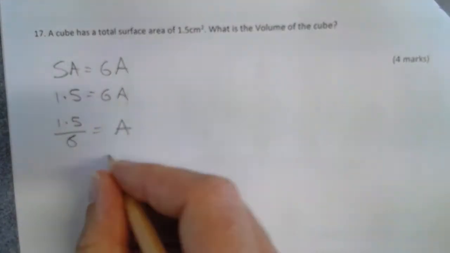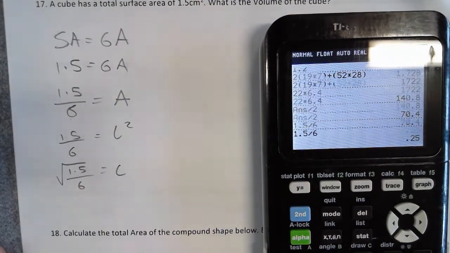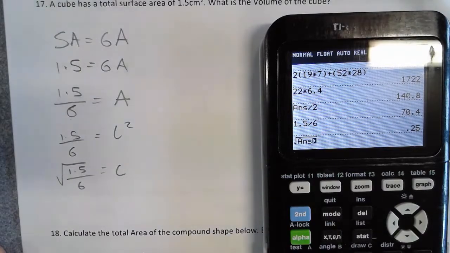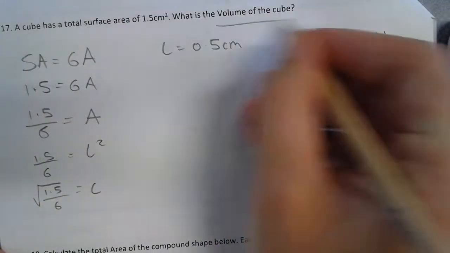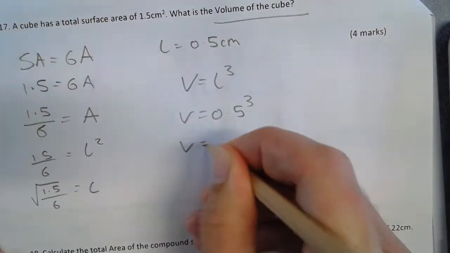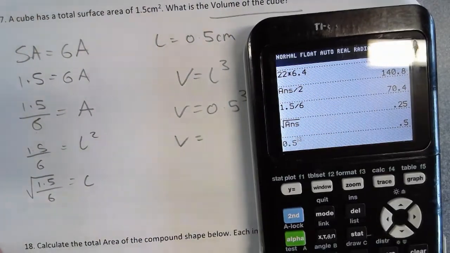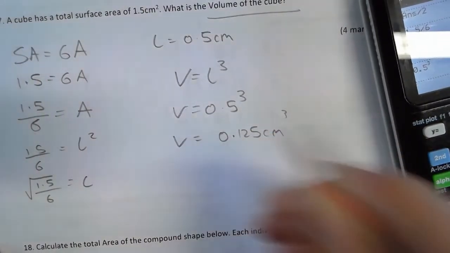And because the area is L squared, I'll write that out again. The length must be the square root of 1.5 over 6. So that's the length. I'm going to type that in now: 1.5 divided by 6, and I'm going to square root that answer. So the length of the square is 0.5 centimetres. Now to find the volume of a cube is L cubed, so 0.5 to the power of 3. So the volume is 0.125 cubic centimetres.